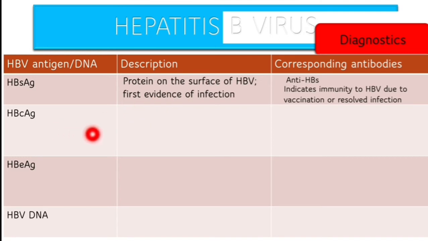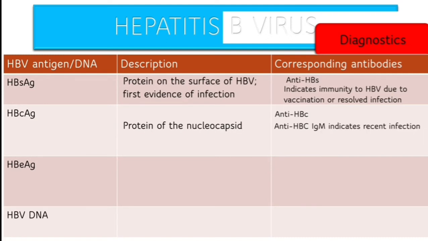Our second antigen is HBV core antigen, right? This is a protein of the nucleocapsid, and again, our bodies are able to make anti-HBV core antigen antibodies, right? They come in two flavors. The first one is IgM, which indicates recent infection. The second one is IgG. IgG indicates resolved or chronic infections, right?